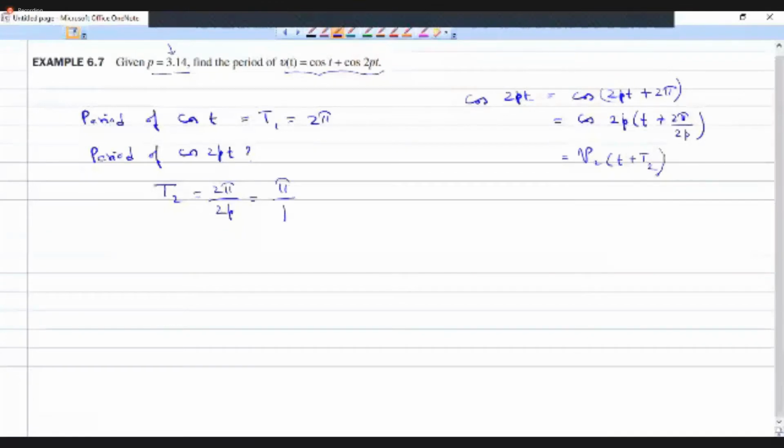Now take the ratio T1 by T2. So that will be 2 pi by pi by p, which is equal to 2p. And p is given as 3.14, which is equal to 6.28. Is it rational or irrational?